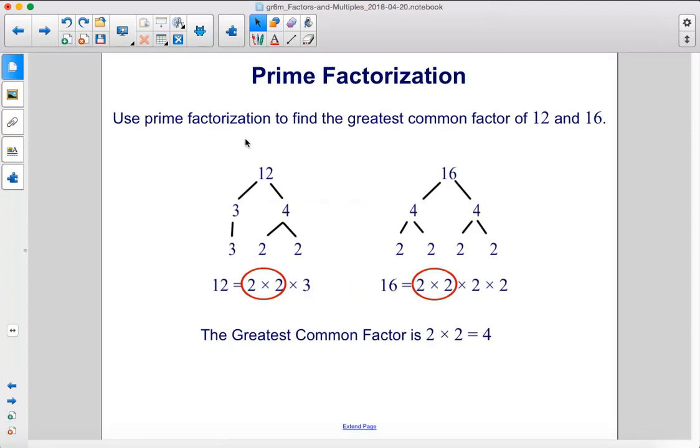Use prime factorization to find the greatest common factor of 12 and 16. Alright, so 12 is 3 times 4. 4 is 2 times 2. So we have 3, 2, and 2 multiplied together to give us 12. Here we have 16, which is 4 times 4, which is 2 times 2 times 2 times 2. So we have 2 times 2 in both of these. Therefore, the greatest common factor is 2 times 2, which is 4.